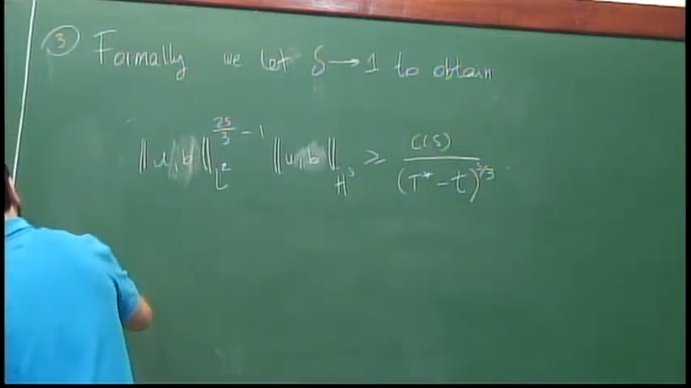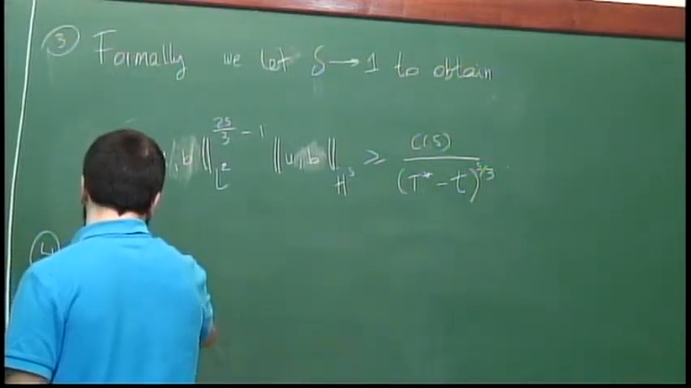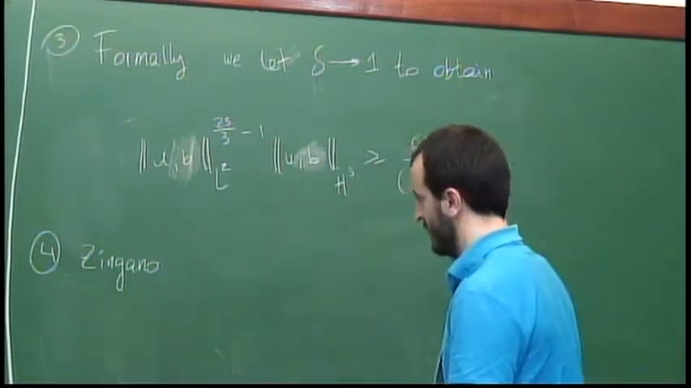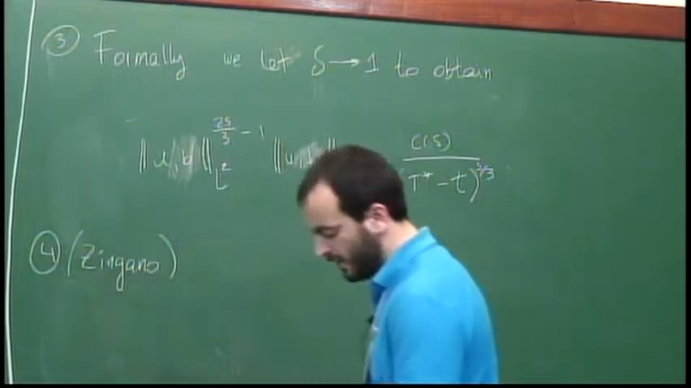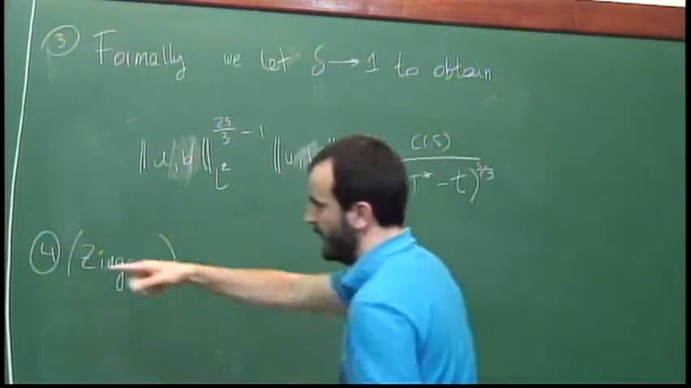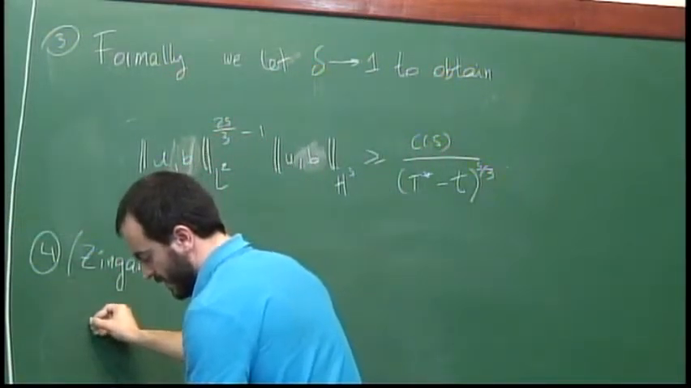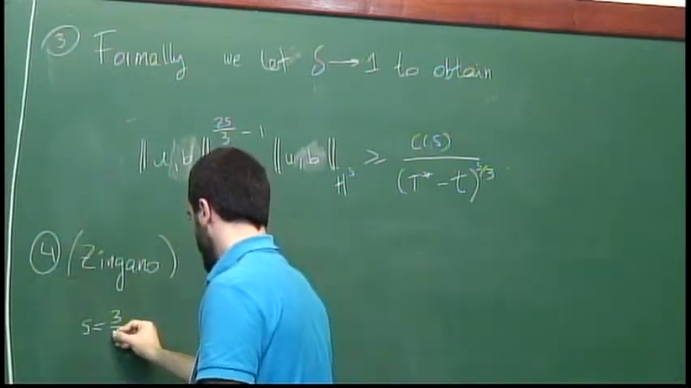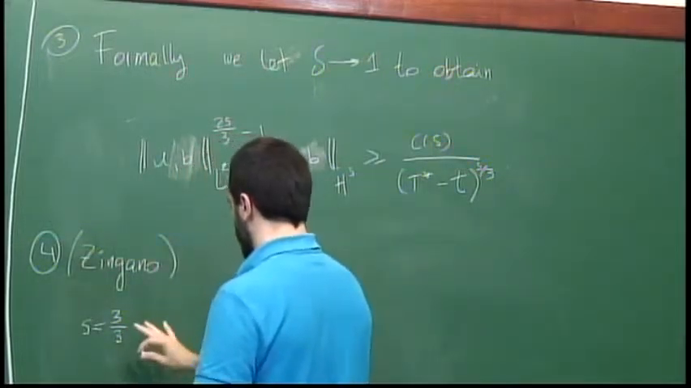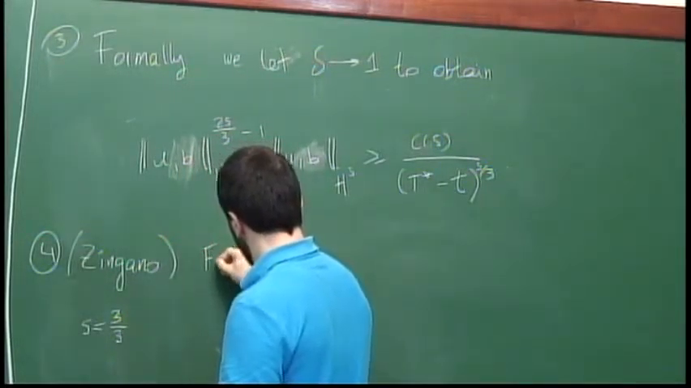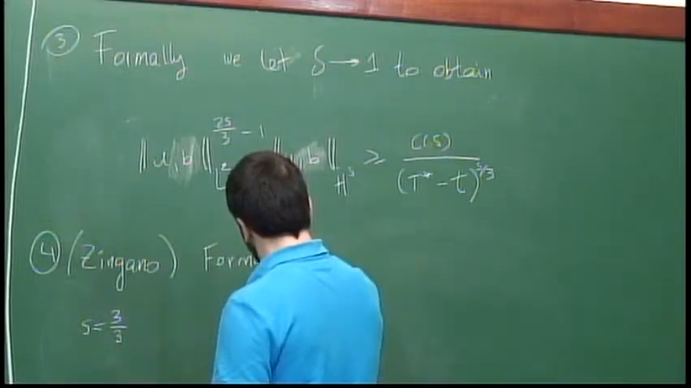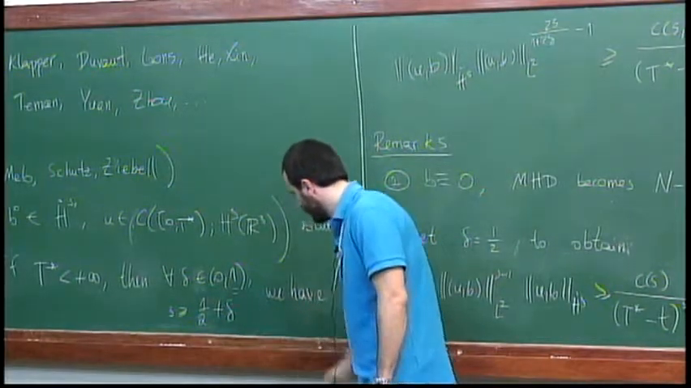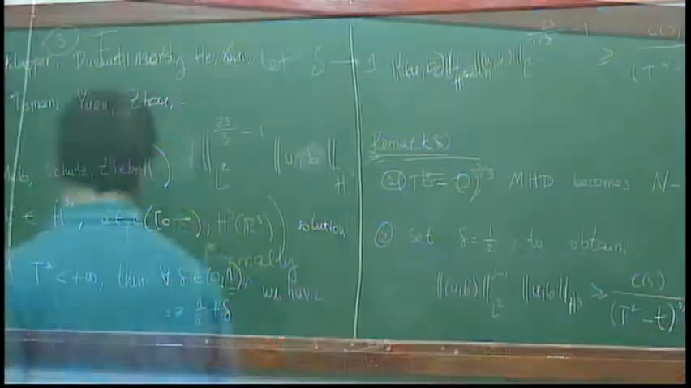So the fourth remark is actually by Professor Zingano in Porto Alegre. His remark shows that in our case we can set S equal to 3 halves, and this is again sort of formally, because if, oh no, sorry, that's not formal.